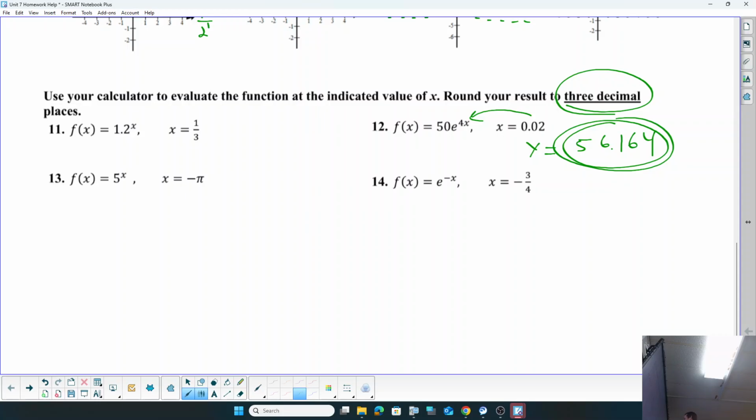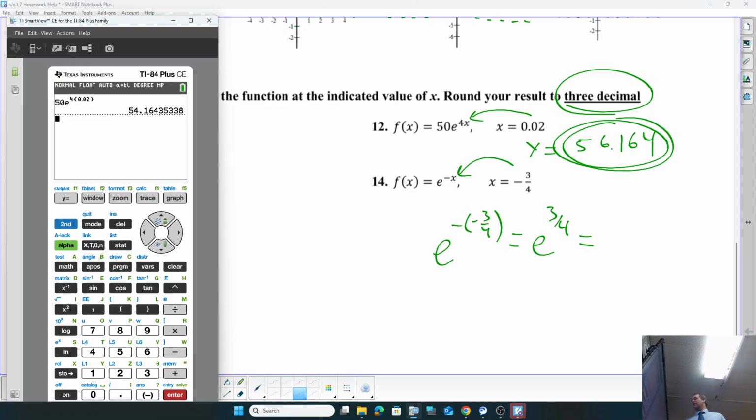E to the negative x power, but you're going to plug a negative in. Pause me, try it on your own. So that's e to the negative 3/4, which is the same as 1 over e to the 3/4, which is the same as, hey, you could actually write that as a root if you wanted to. That'd be fun. You could write that as e to the 3rd power and 4th root it. I wonder if that'd be the same. Yeah, it'd be the same. Okay, let's give it a try.